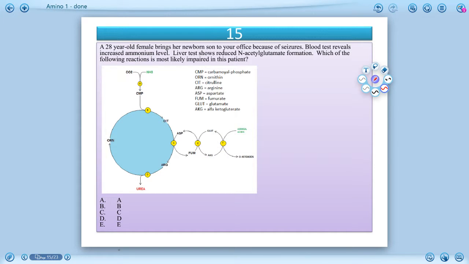Okay, what does it say? 28-year-old female brings her newborn son to your office because of seizures. Blood test reveals increased ammonium level. Liver test shows reduced N-acetylglutamate formation. Which of the following reactions is most likely impaired? A. The only reaction that depends on N-acetylglutamate is A. Yes, one. Yeah.